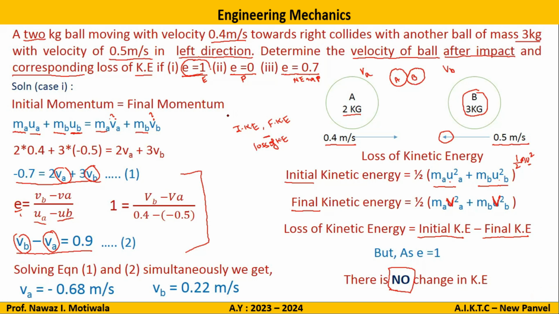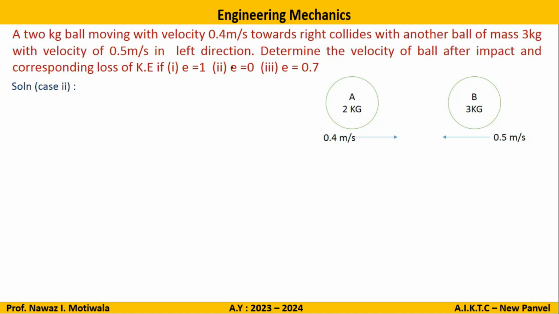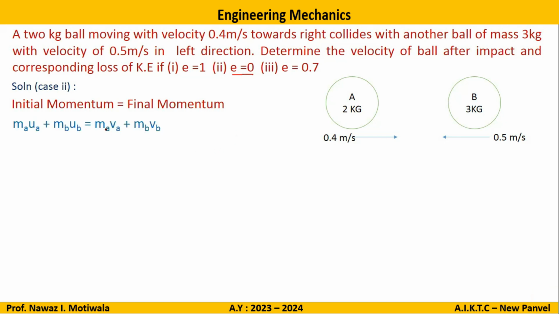Now similarly we will proceed for the next part, that is when e is equal to 0. Let us start with that. So, case 2, wherein e is equal to 0, again the momentum is conserved, so I will write initial momentum is equal to final momentum, for which I can write m_A u_A plus m_B u_B is equal to m_A v_A plus m_B v_B. Now from this equation I have the values of m_A, u_A, m_B, and u_B as minus 0.5. I will get one equation in terms of v_A and v_B.